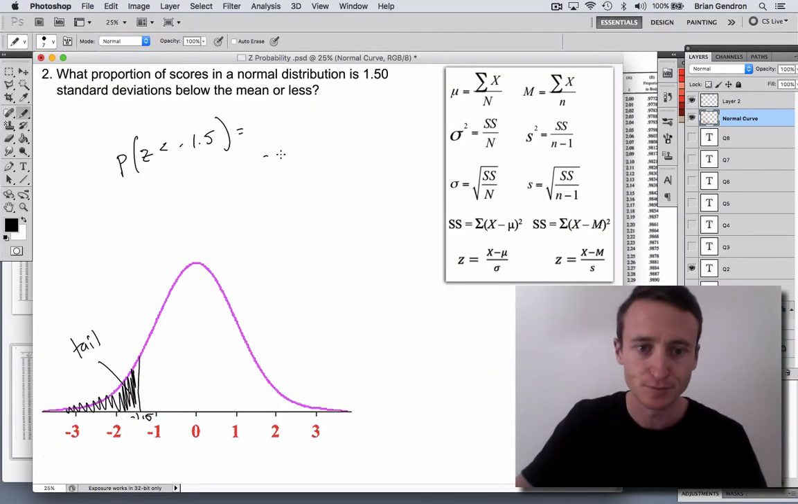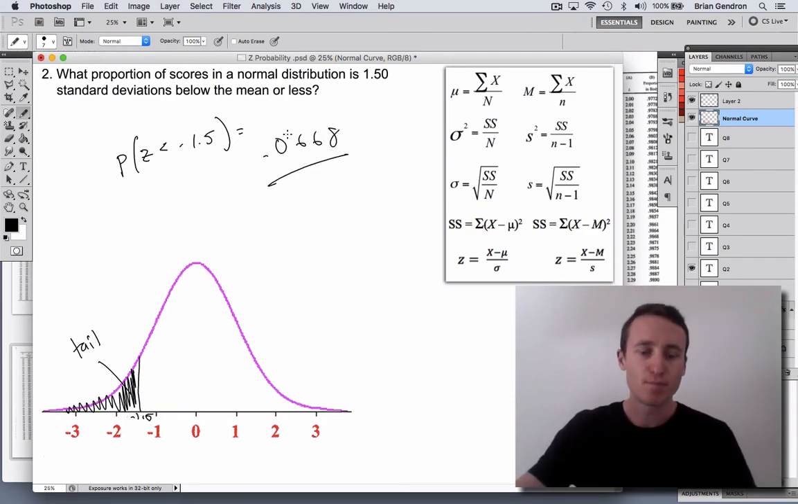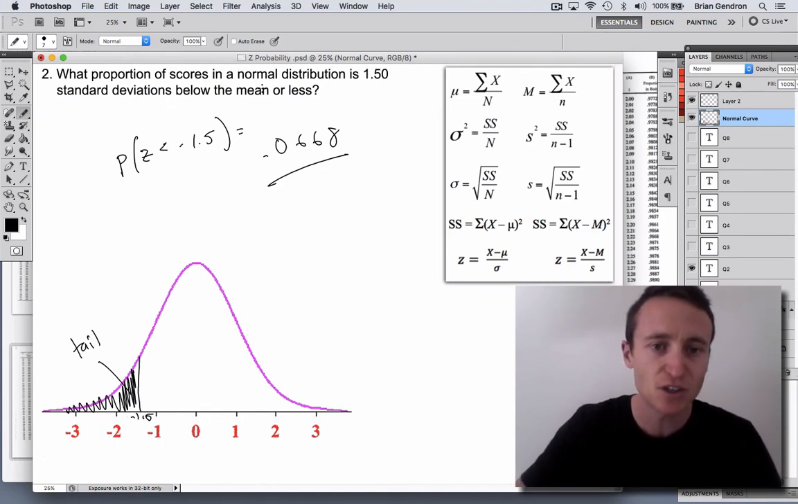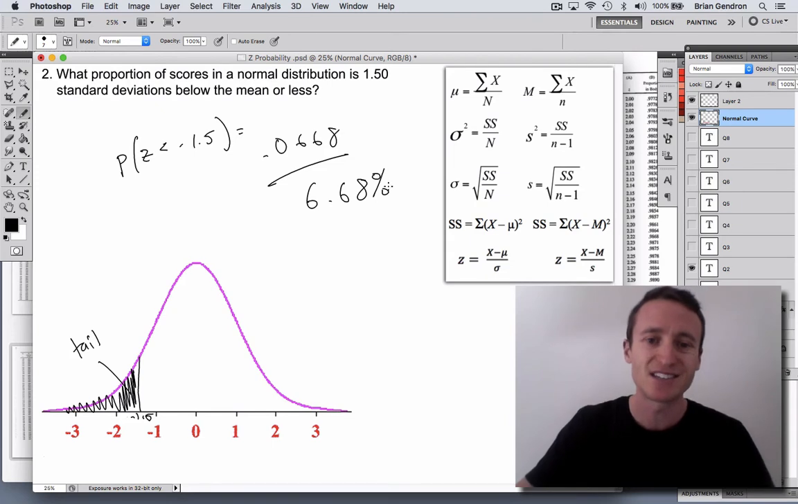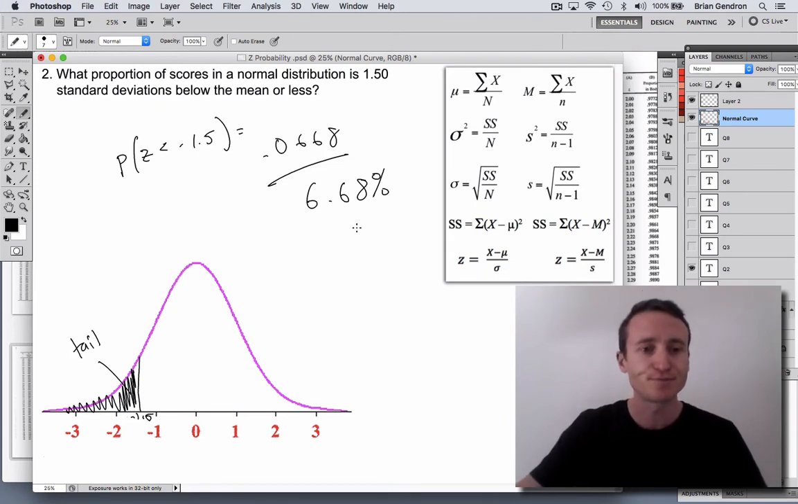0.0668. That's it. So 0.0668 is the proportion of scores in a normal distribution that is 1.5 standard deviations below the mean or less. And in percentage form, you would multiply by 100 to get 6.68% of scores.